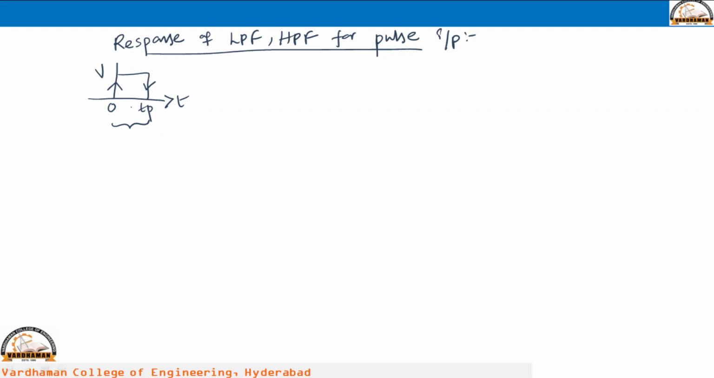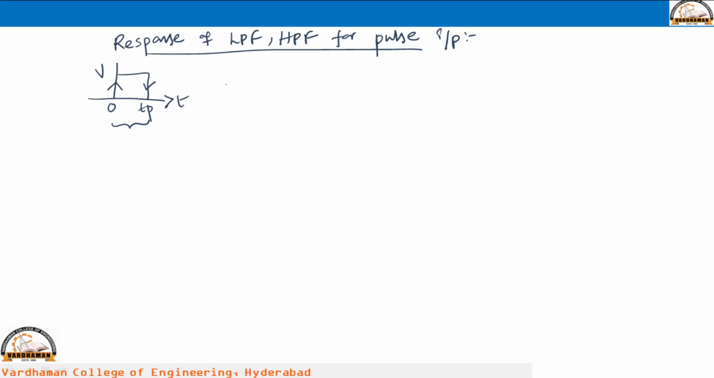So, these discontinuities are there, and we know the discontinuity behavior of the capacitor and resistor. Resistor allows discontinuities in the voltages or in the currents, but capacitor does not allow sudden changes or discontinuities in voltage, though it will allow sudden changes in the current. Based on this, we are going to see the response of the low pass and high pass filters for this particular input signal.